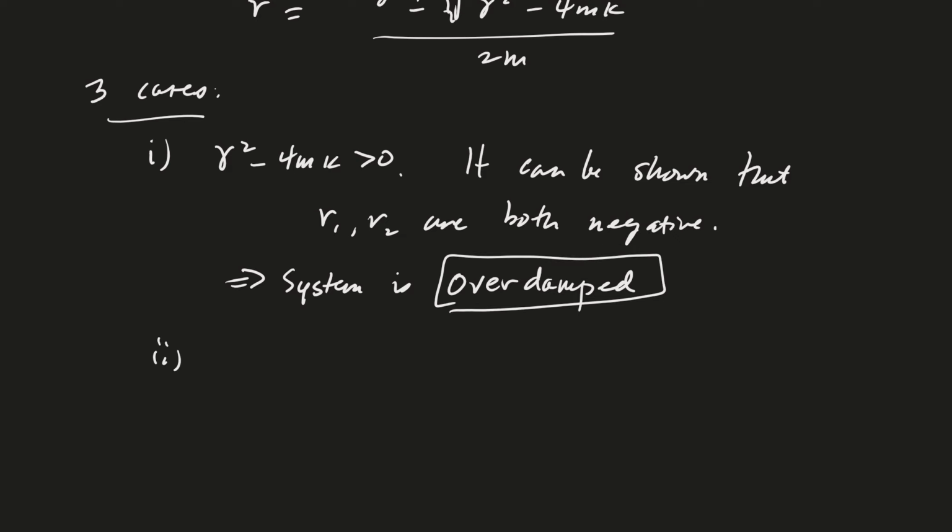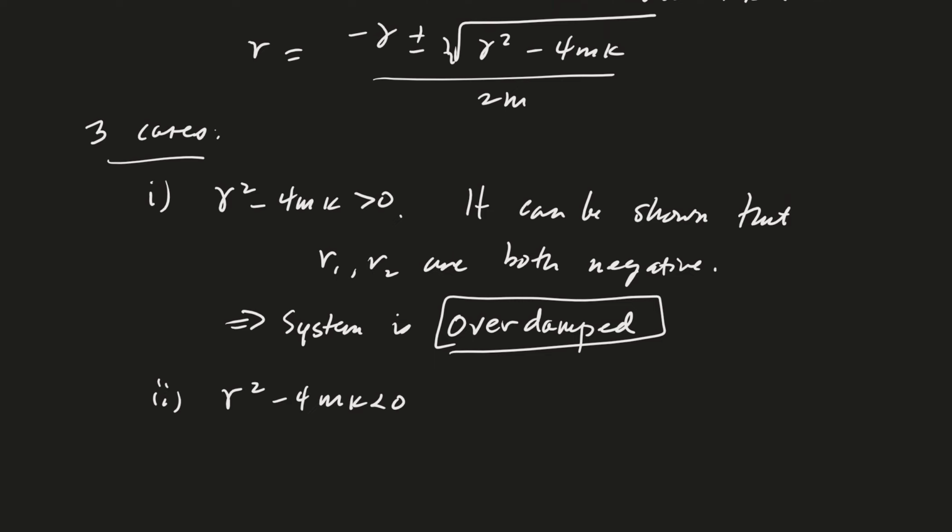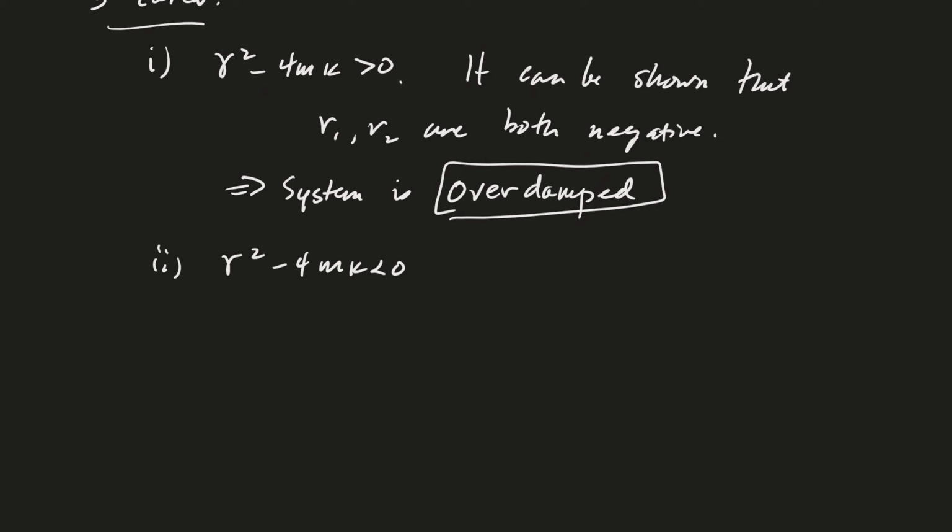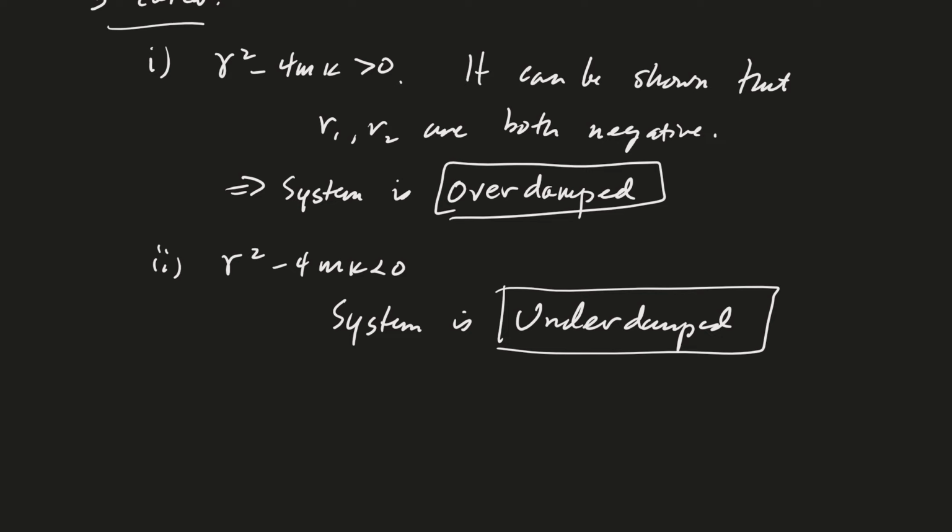Okay. Second case is where the discriminant is less than 0, and so that's going to give us complex roots. And things still die off. I think you can probably see that in the solutions to the characteristic equation there. But in this case, we're going to say that the system is underdamped. And in this case, we're going to see that we get oscillations that are dying off.